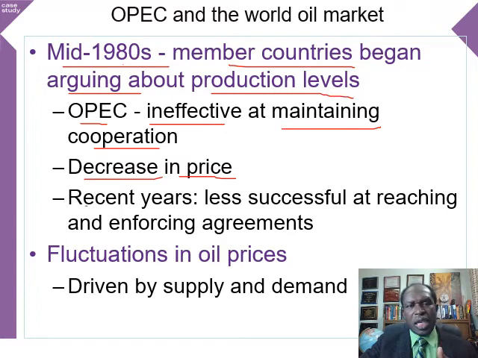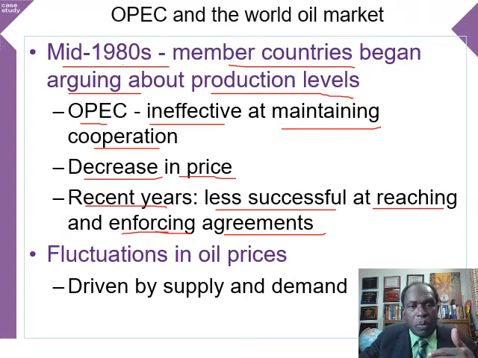You can see that in recent years, OPEC was less successful at reaching and enforcing the agreement, because if a country cheats, OPEC doesn't have any way to punish it. So the countries didn't care about cheating, and they thought that by cheating they could increase their profit. This led to fluctuation in oil prices.